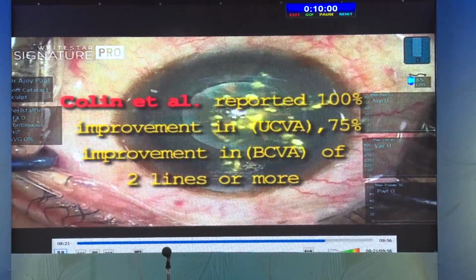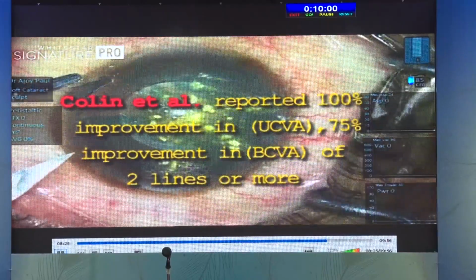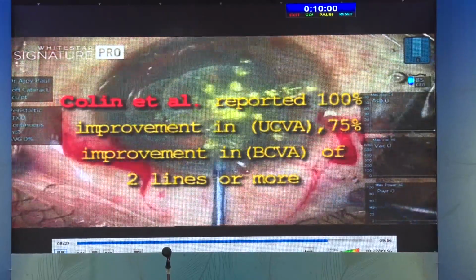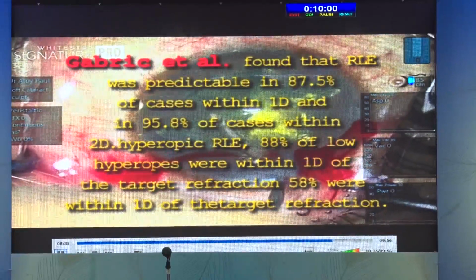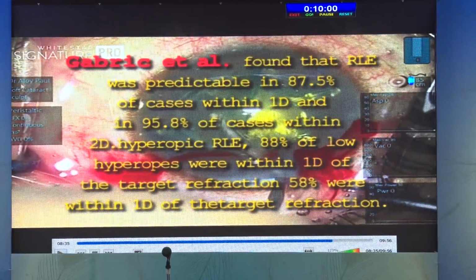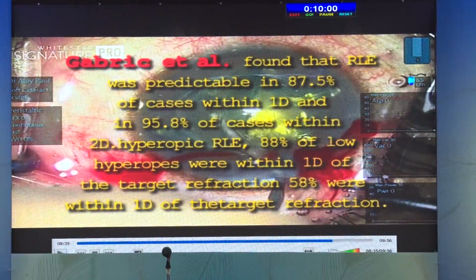So if you look at the studies in support of that, there's almost 100% improvement of uncorrected visual acuity, 75% of improvement in best corrected visual acuity. And this is the myopic study. Myopic RLE study says the RLE was predictable up to 87.5% within 1 diopter, and 95% within 2 diopter.